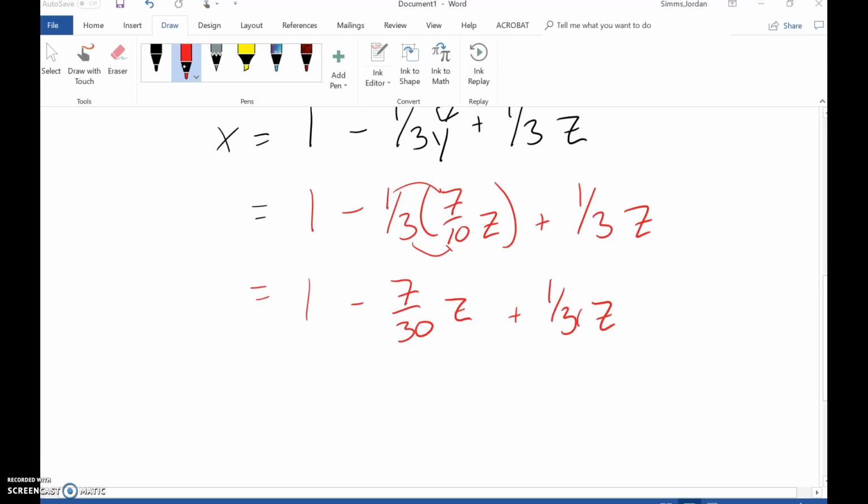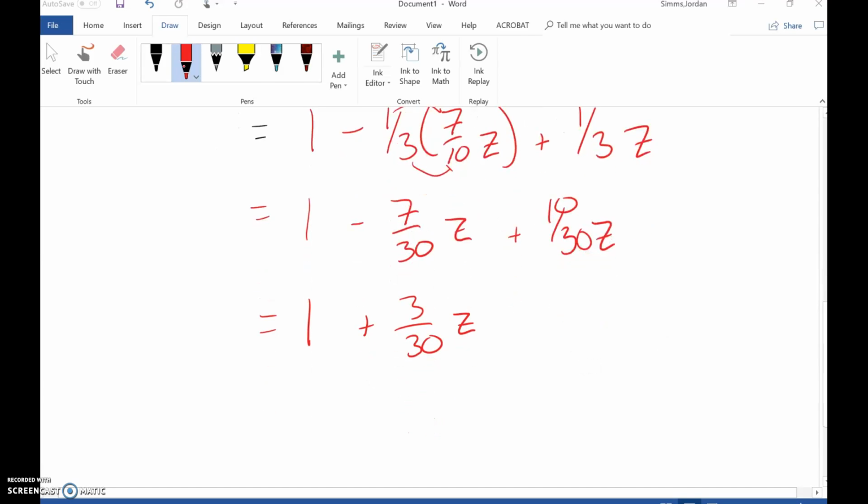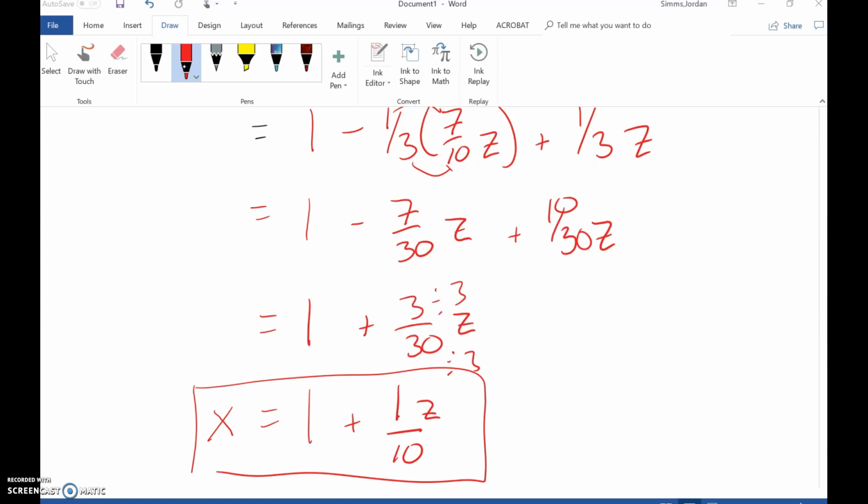Let's combine like terms now. I'm going to call that 10/30 now, so I have a common denominator. So that's like 1 plus -7 plus 10 is 3/30 z. And I think we can reduce that fraction a little bit too. Might as well get classy, buddy. So let's divide top and bottom by 3. We'll divide the bottom by 3. 3 divided by 3 is 1z. And 30 divided by 3 is 10. So that's going to be our x value right there. X equals 1 plus 1/10z.